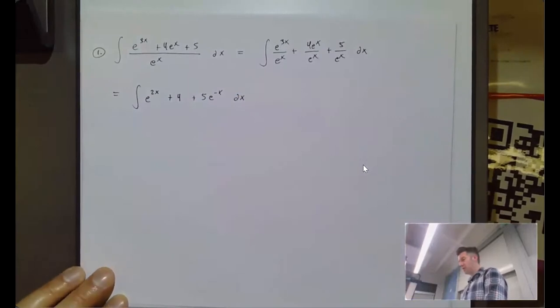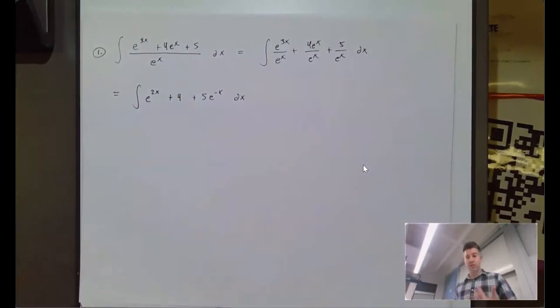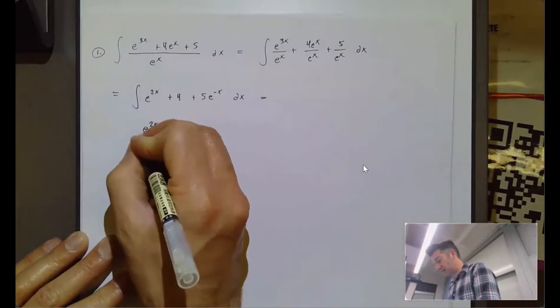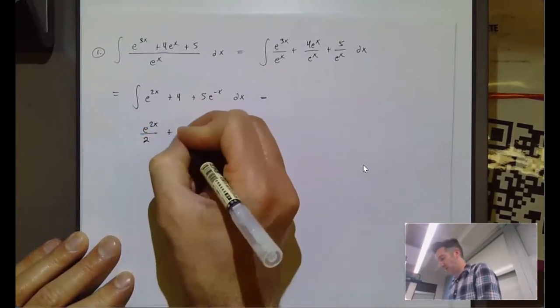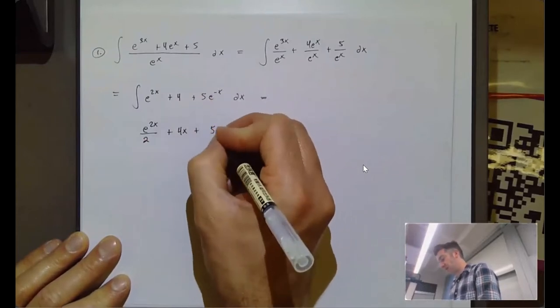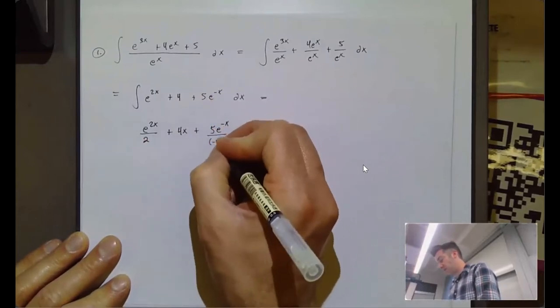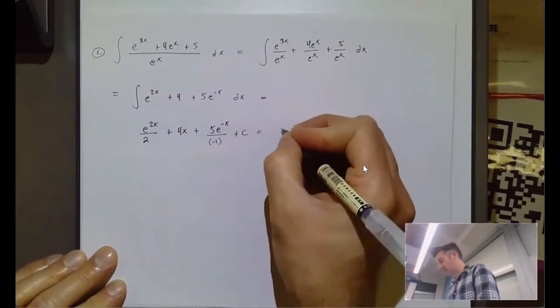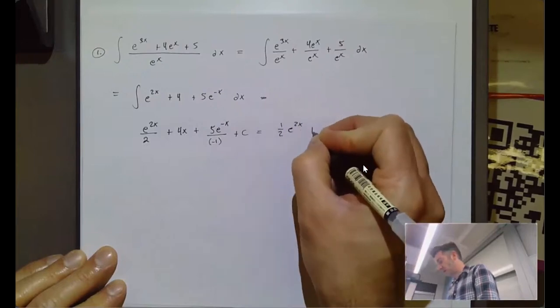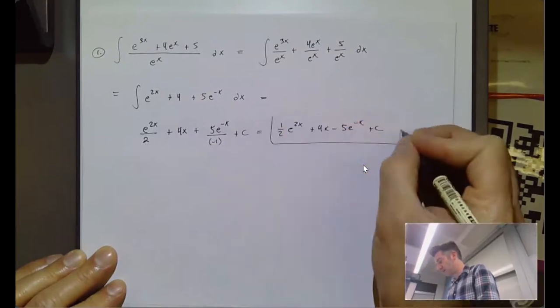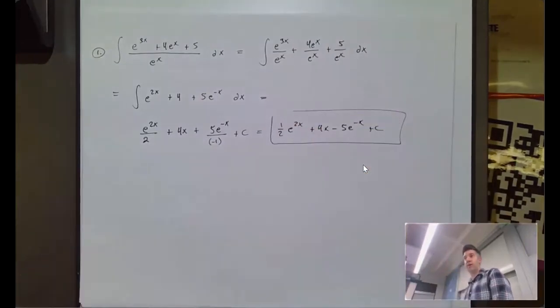And then these are mostly not too terrible. You could do u substitutions for each of these, but I would encourage you just to think of them as mini u subs. The antiderivative of e to the 2x is e to the 2x divided by 2. The antiderivative of 4 is 4x. The antiderivative of 5 e to the negative x is 5 e to the negative x divided by negative 1, and then plus c. And then if you wanted to simplify a tiny bit, you could write it as 1/2 e to the 2x plus 4x minus 5 e to the negative x plus c. So that's how I would attack that problem.